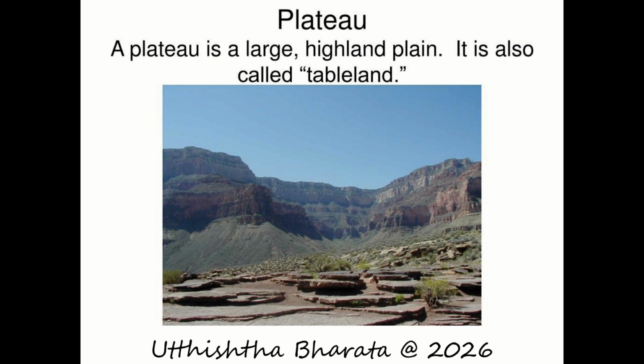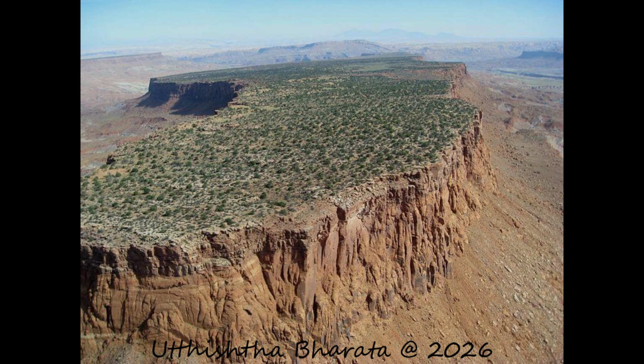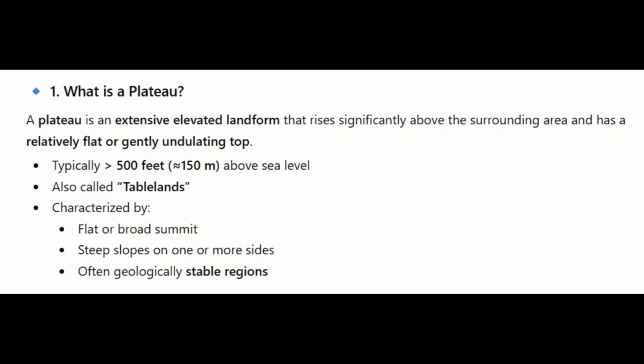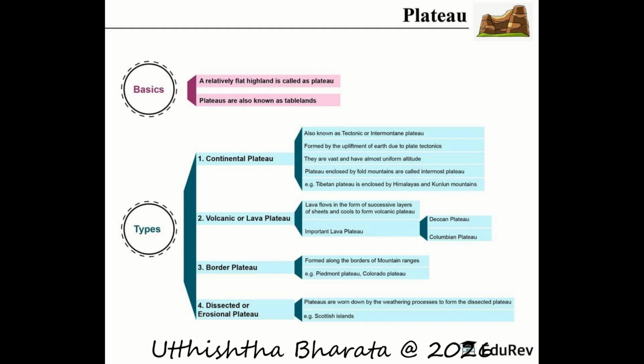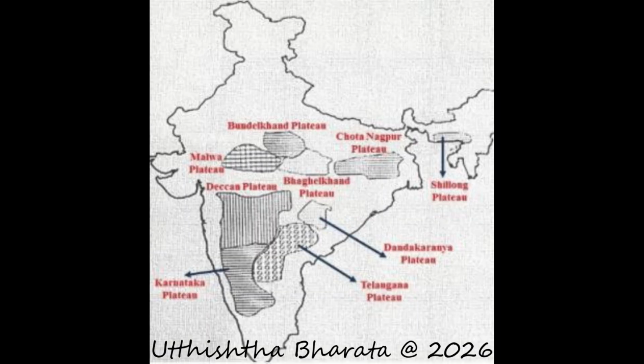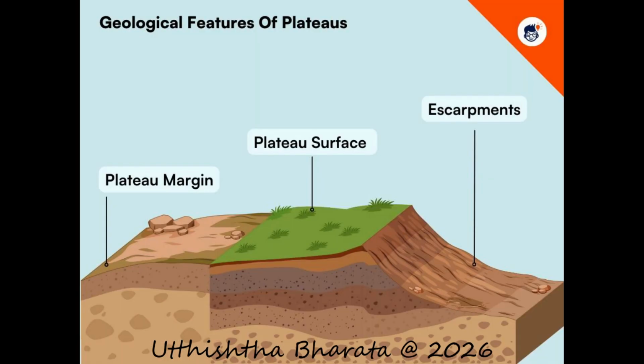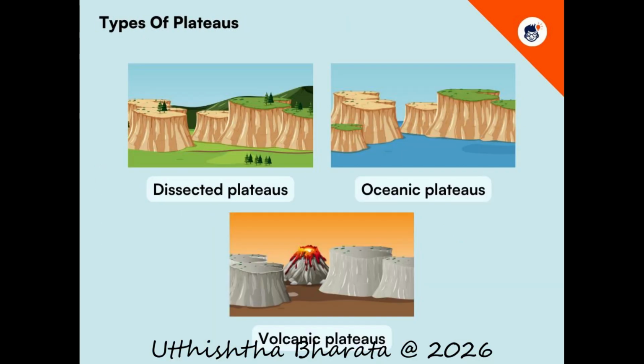Now, they are classified in various ways. With reference to the mode of formation, we classify plateaus into four major types. First, Intermontane Plateaus. Second, Piedmont Plateaus. Third, Volcanic Plateaus. Fourth, Uplifted Plateaus. Intermontane Plateaus are generally the highest and the most extensive types of plateaus on the globe.